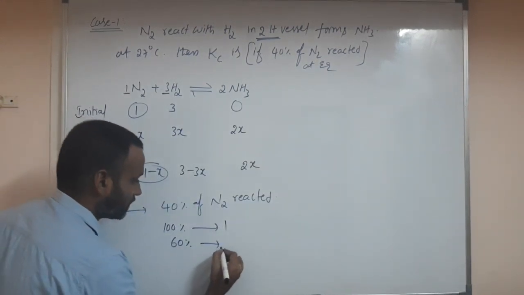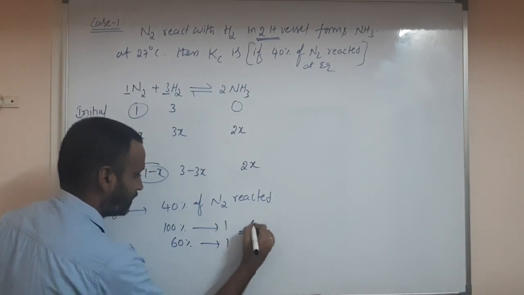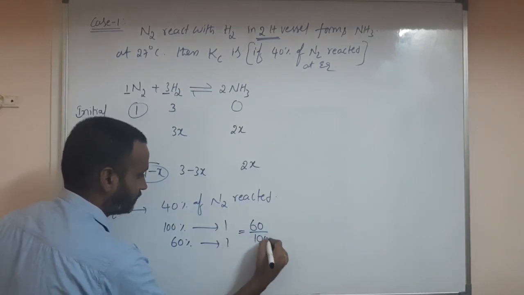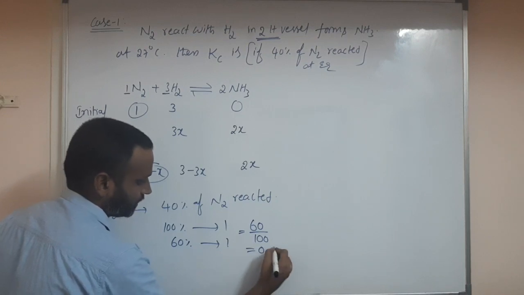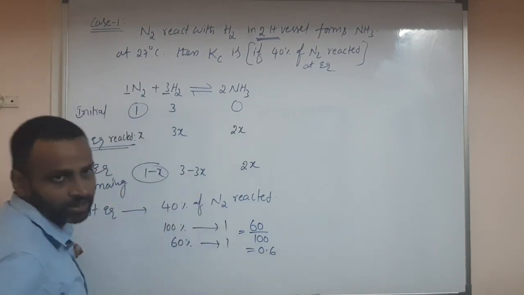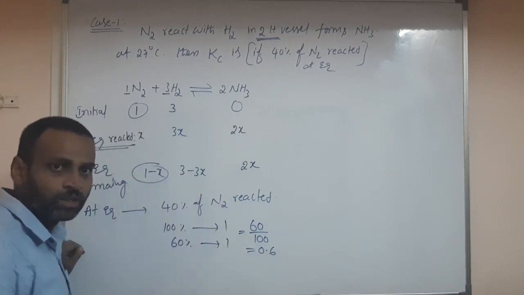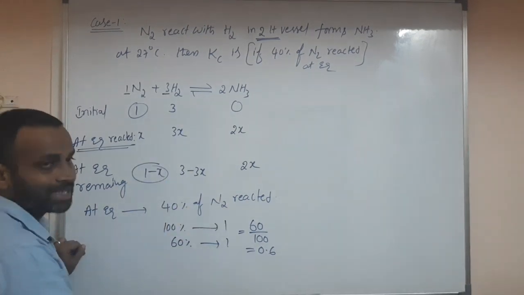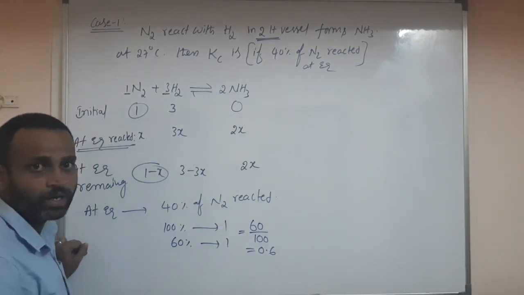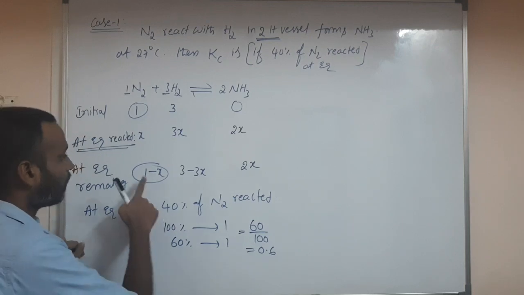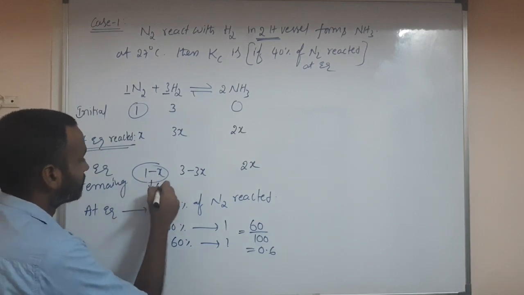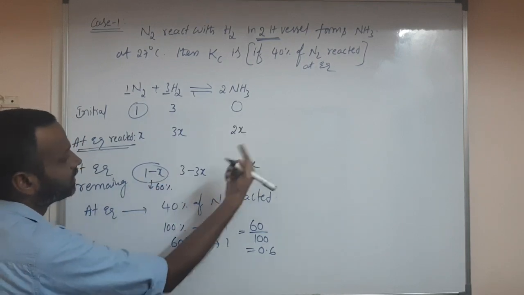Correct? 60% will be how much? You can have 60 by 100, so 0.6. Otherwise x is 40%, so x is 0.4. Sorry. In that way also, because 40% reacted, x will be 0.4. Otherwise 1 minus x will be 60%, because 40% has reacted.